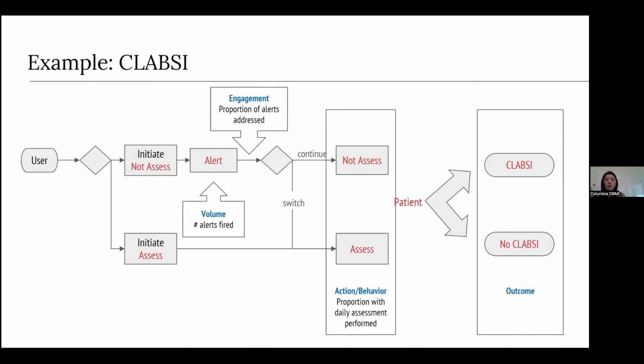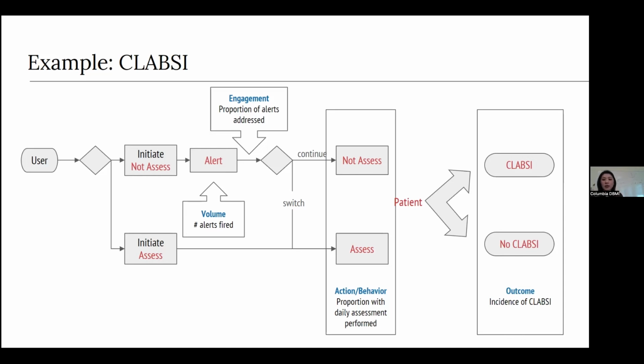Examples of this could be the proportion of patients that had daily assessments done for all the days that they had a central line, or you could look at patient level, where it's of all the days that they had a central line, what proportion of days did they have an assessment done? And then finally, you can look at the outcome. So what is the rate of the desirable or undesirable outcome? And our example would be something like the incidence of a central line associated bloodstream infection.